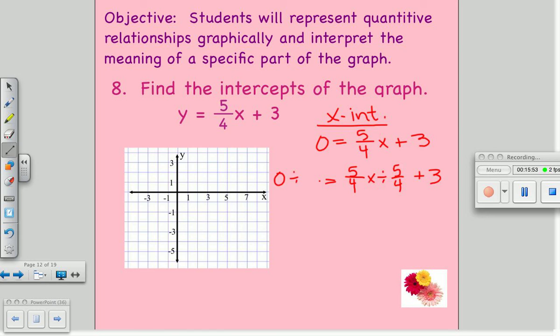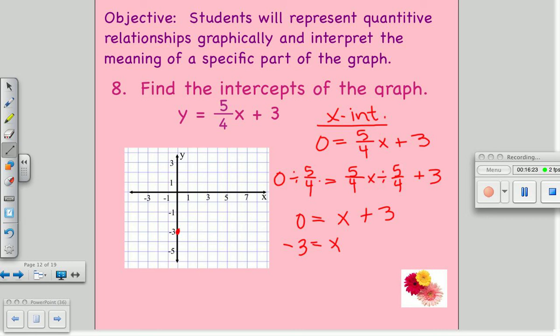You're going to have 0 divided by 5/4 here. Okay? So 0 divided by 5/4 is 0. 5/4 divided by 5/4 is just x now by itself, plus 3. Subtract 3 on both sides, so you're going to get negative 3 over here equals x. So the x-intercept is negative 3.